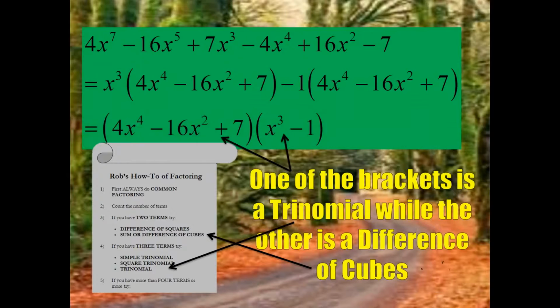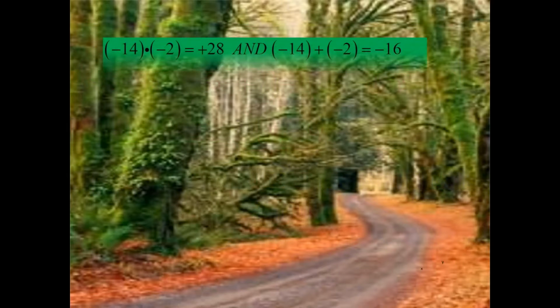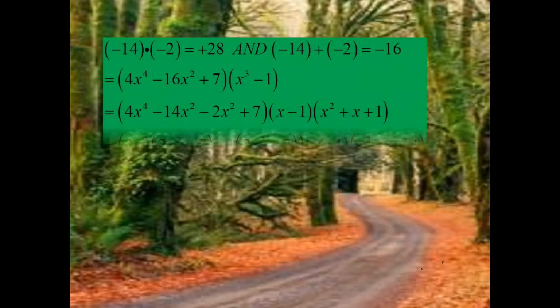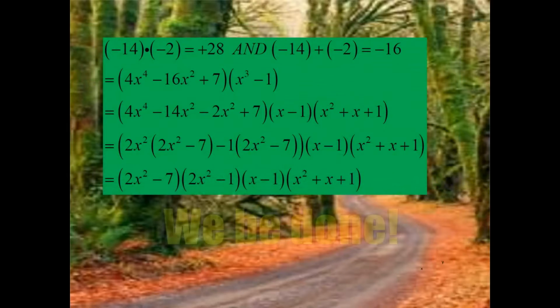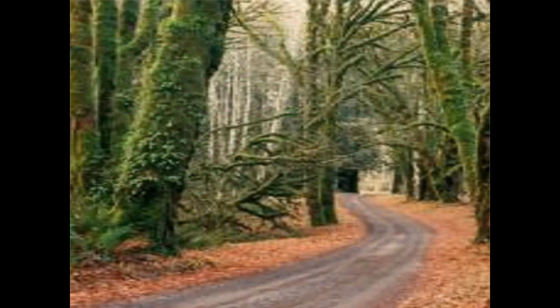So working on the trinomial, we're looking for plus 28. Minus 14 times minus 2 is plus 28. Minus 14 plus minus 2 is minus 16. So we can factor the first one. The second one is a difference of cubes. That's a straightforward operation. And once again, we finish with 4 brackets.